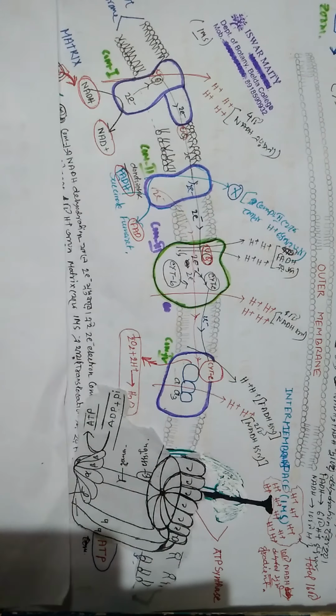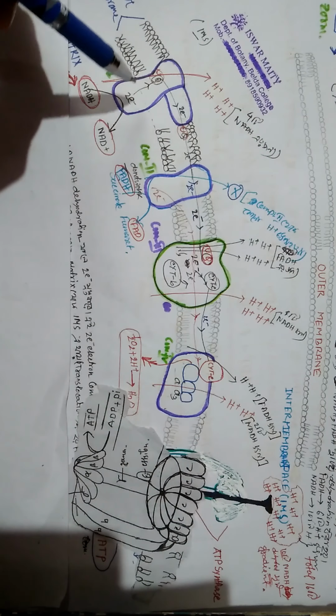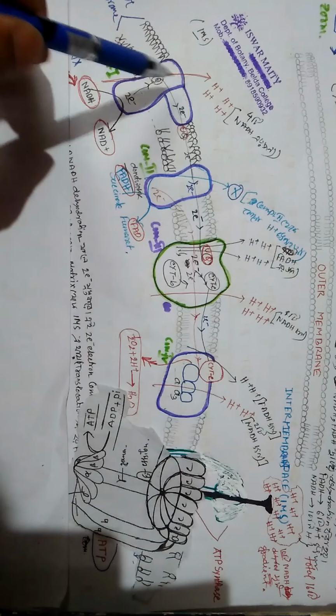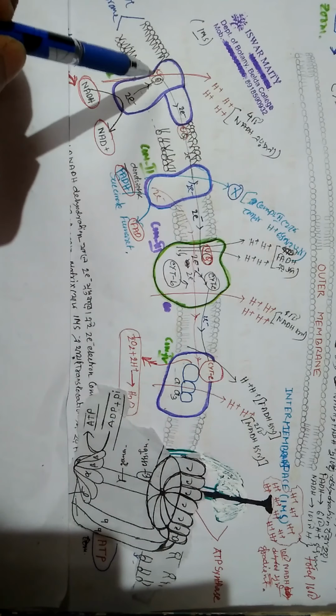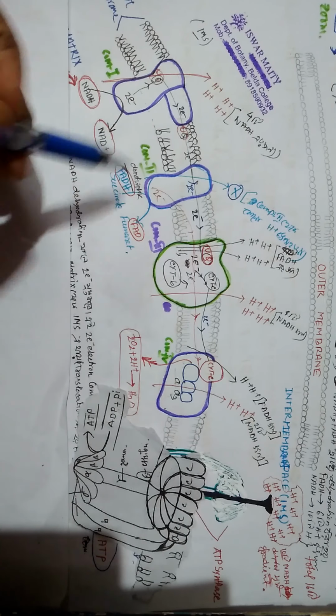Now, when NADH is dehydrogenated and NADH is converted into NAD plus, two electrons are released in complex number 1. These electrons are transferred to complex number 3 with the help of ubiquinone. During this time, from the matrix to the intermembrane space, 4 hydrogen ions are released.